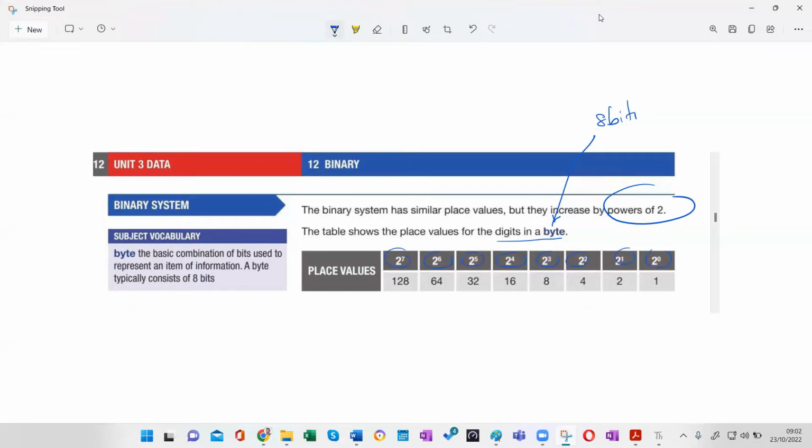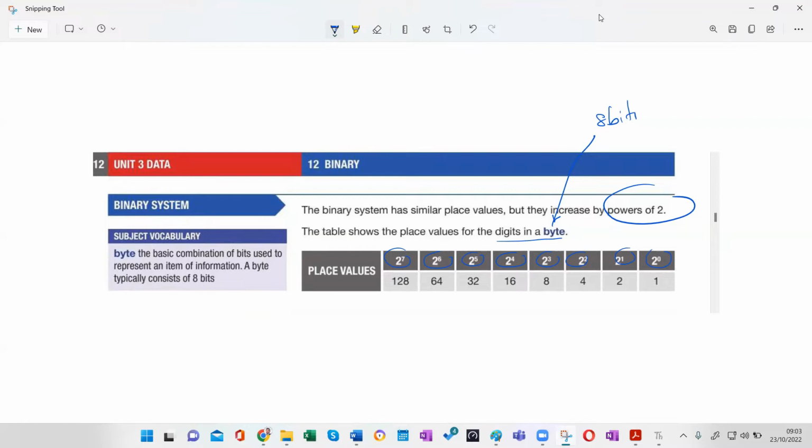2 to the power 1 is 2. 2 to the power 2 is 4. It's 2 into 2. This one is not 2 into 3, it's 2 into 2 into 2, 2 to the power 3. 2 into 2 into 2 is 8. 2 to the power 4 is 16. 2 to the power 5 is 32.